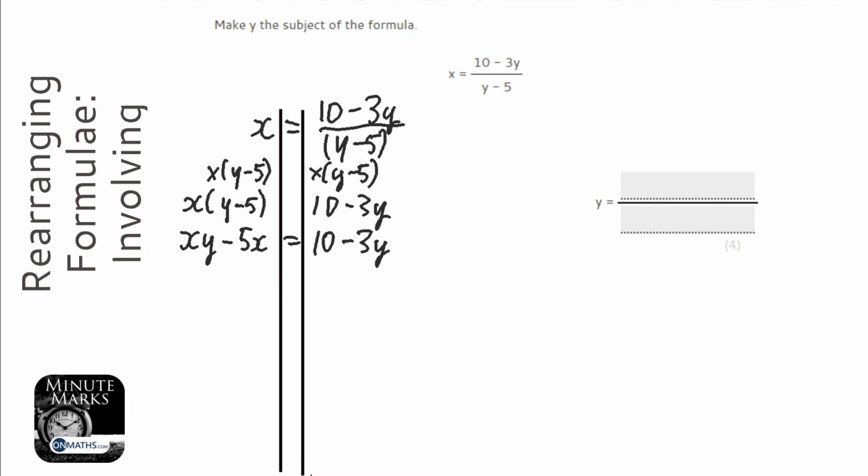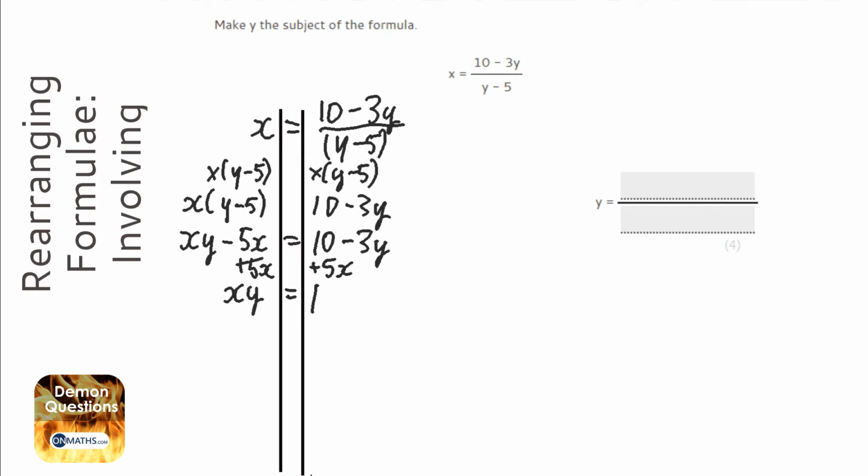So we're going to add 5x both sides to get the x's on the right hand side. So that will leave xy equals 10 minus 3y plus 5x. And we're going to add the 3y, so we get the y's on the left hand side. So we end up with xy plus 3y equals 10 plus 5x.